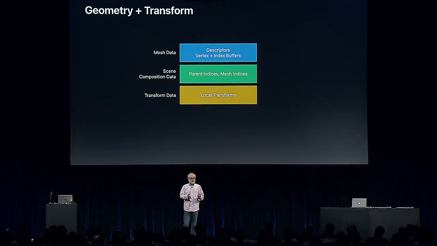And the mesh data, the descriptors, vertex, and index buffers, the scene data, which is the linearization of the indices of the hierarchy, and finally, the transformation data, the actual places to put those things.